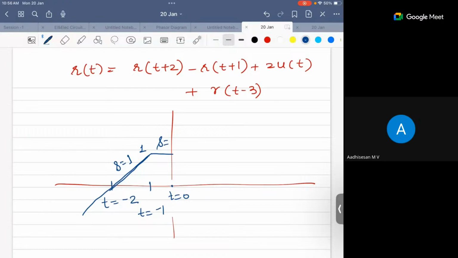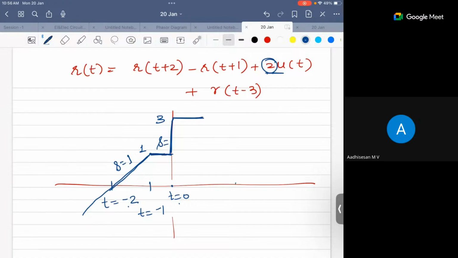So it started with minus 2, and at minus 1 the value is 1. It will go till t equals 0. It should gain a magnitude of 2. So earlier it was 1, now it will gain a magnitude of 2, it will be 3. Correct? And it will go with the slope of 0 only, because we have not changed the slope. We have just changed the magnitude. There is a jump at t equals 0, but the slope doesn't change. The slope will change at what time?